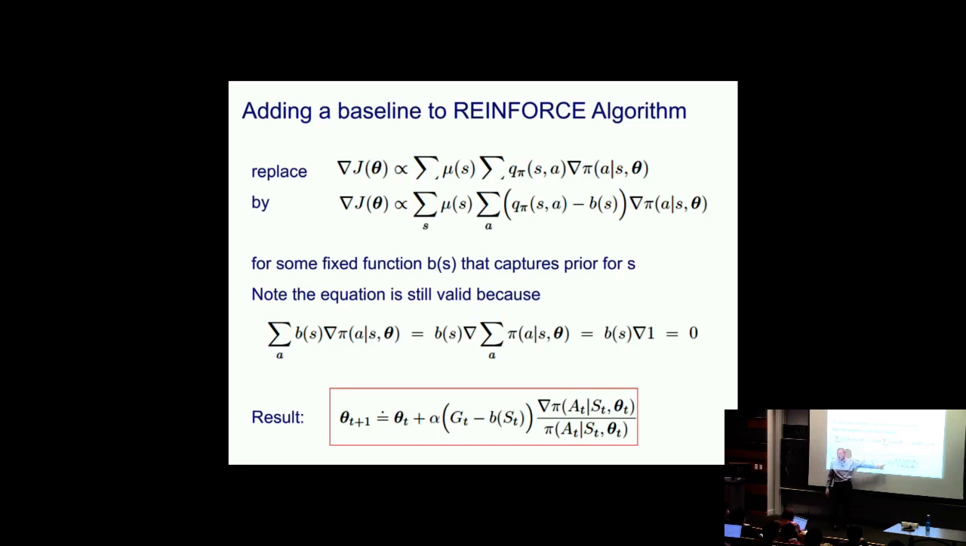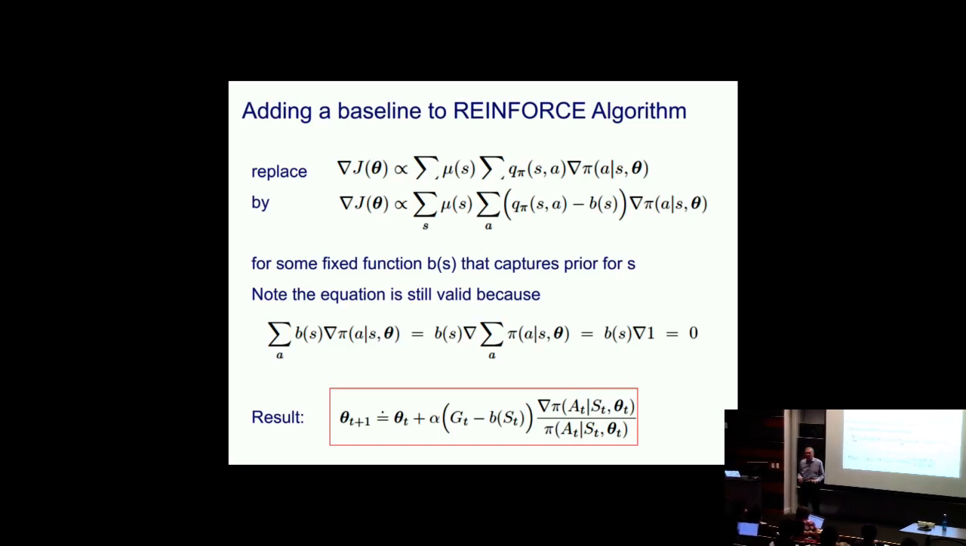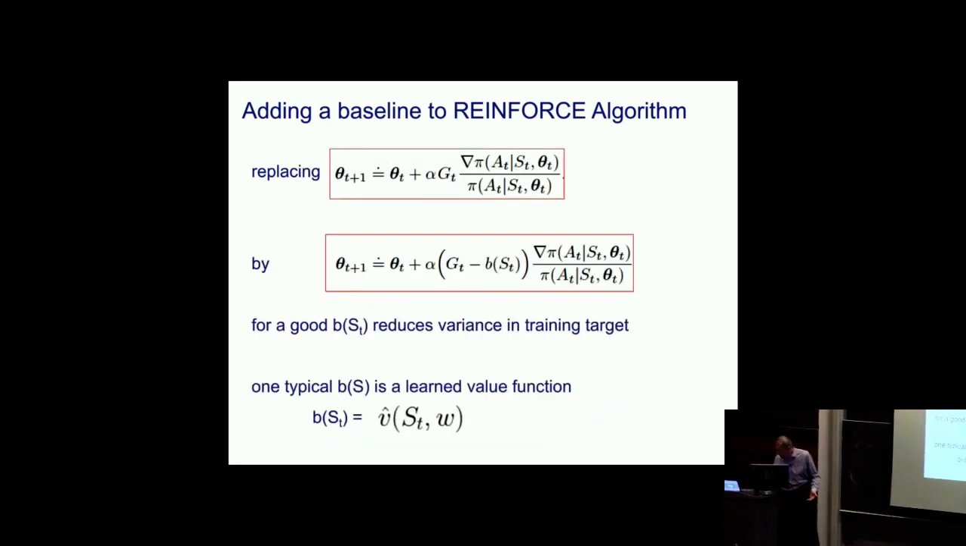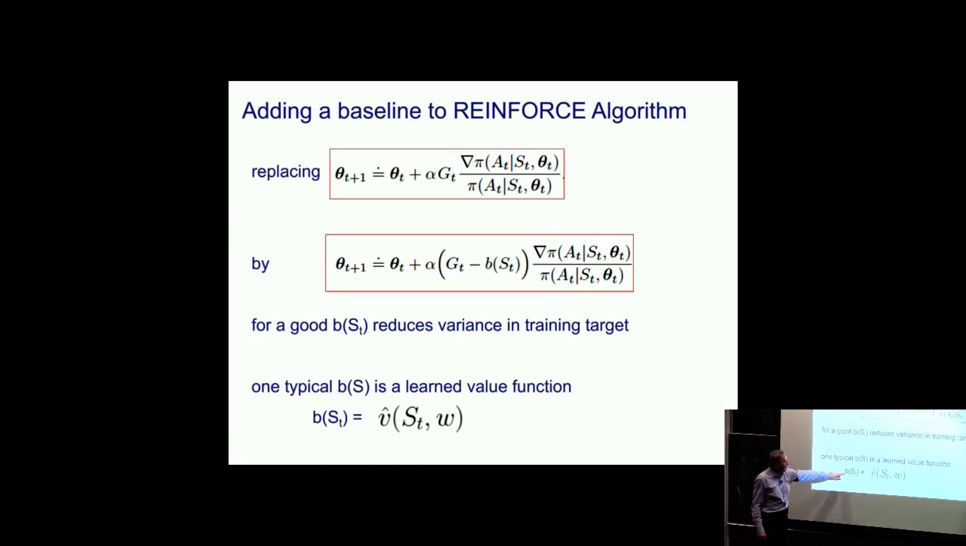So any suggestions what we should use for b of st? Something close to the value function. Something close to the value function, right? Because that is the definition of the value function, is the expected value of Gt, right? So in fact, b equals our approximation to the value function is the usual approach people take. So we can basically say, in our case, let's use b of st as our estimate of the value function.